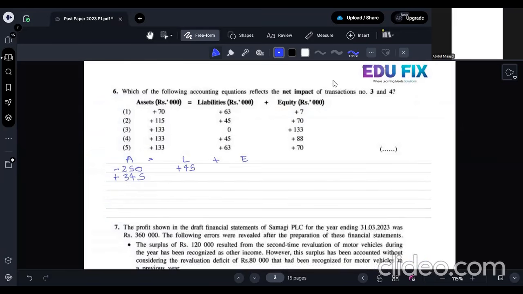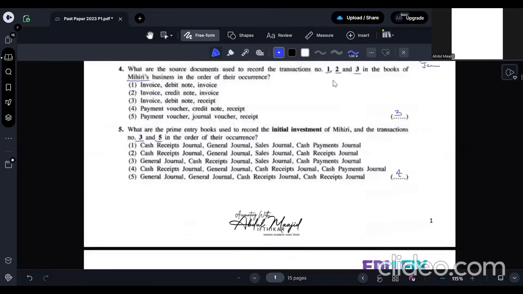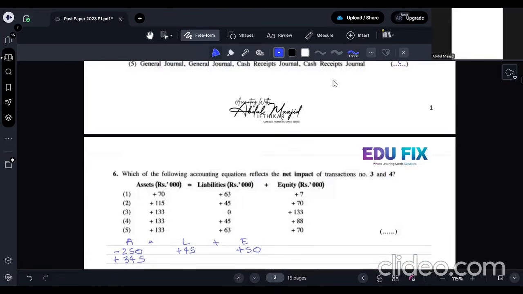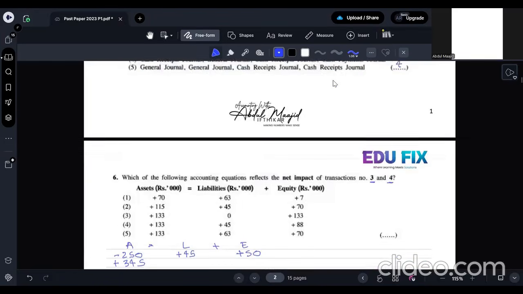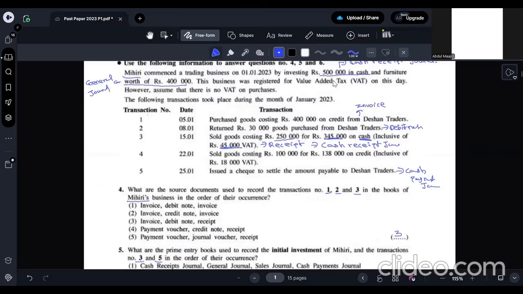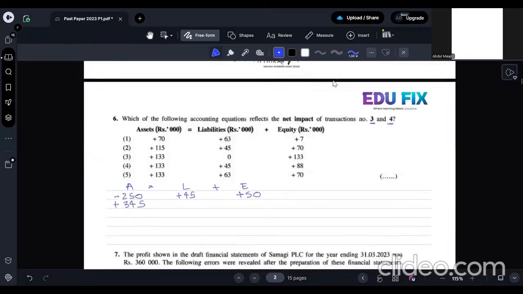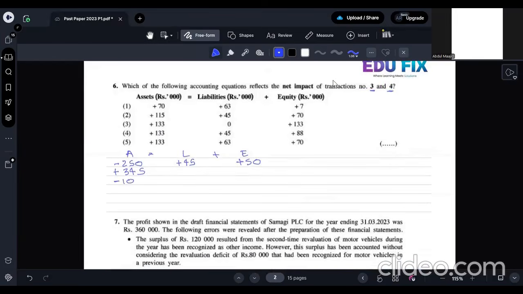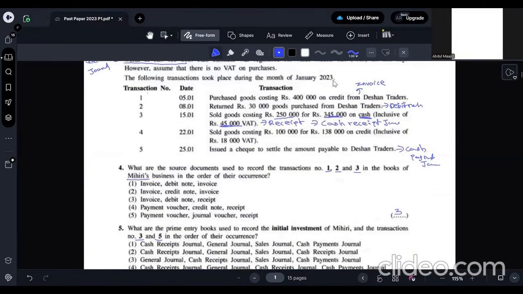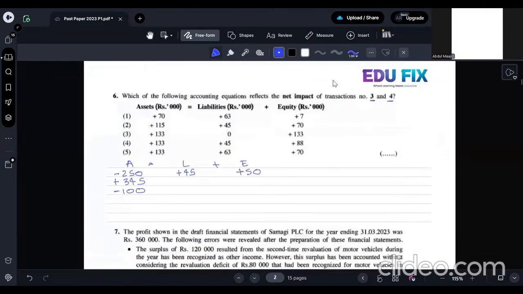Liability plus 45. Now here, if this cash amount includes a VAT of 45, how much will be the selling price? Selling price will be 300, right? Selling price is 300. Cost of the goods is 250. Therefore, there is a profit of 50. Equity plus 50. Then the fourth one, they're asking to find the impact of transaction number 4. Fourth one, sold goods costing 100,000. Goods minus 100,000 for 138,000 on credit. Then debtor plus 138.